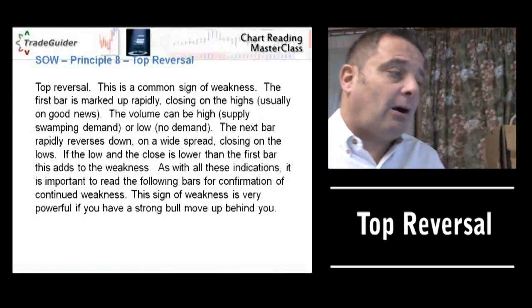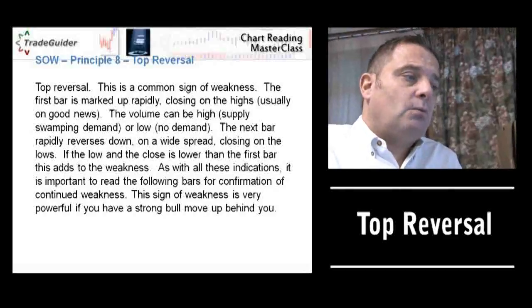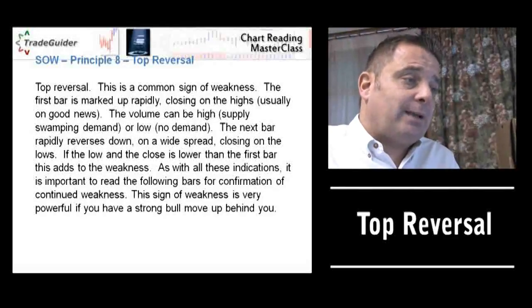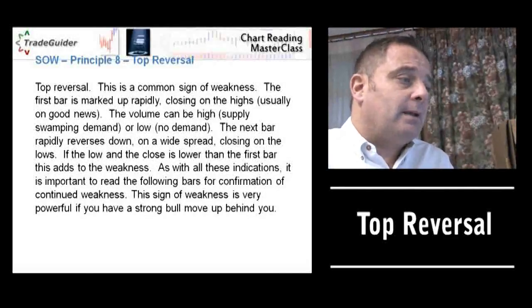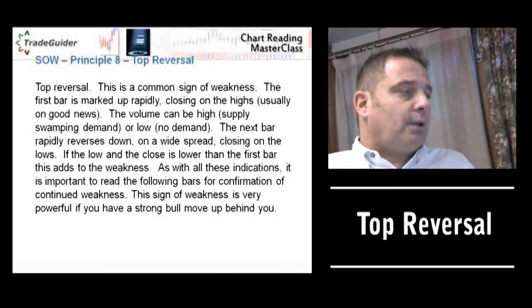The volume can be high, which would be supply swamping demand, or it can be low, which we call no demand, which we've already showed you. So we can see high volume or low volume here. The next bar rapidly reverses down on a wide spread, closing on the lows.